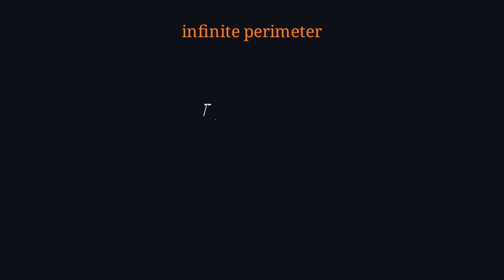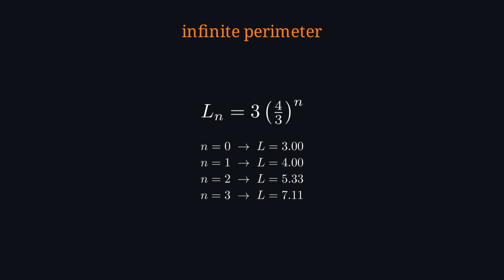Every step, each segment splits into 4 pieces, and each piece is 1/3 as long. So the total length gets multiplied by 4/3 every single time. Four thirds, again and again without end. That product runs off to infinity. The Koch curve has infinite length.